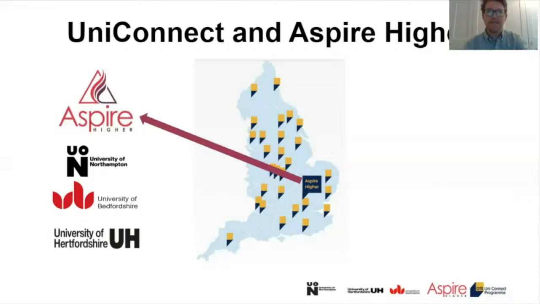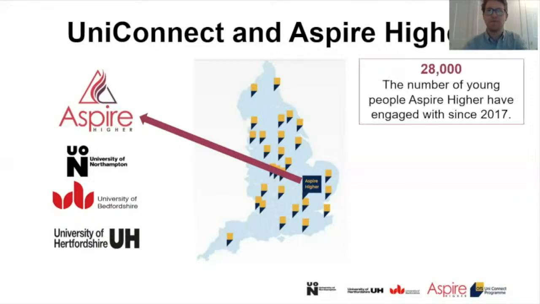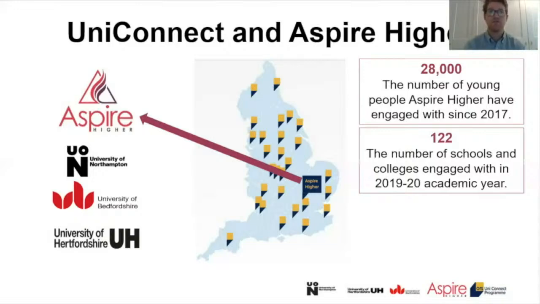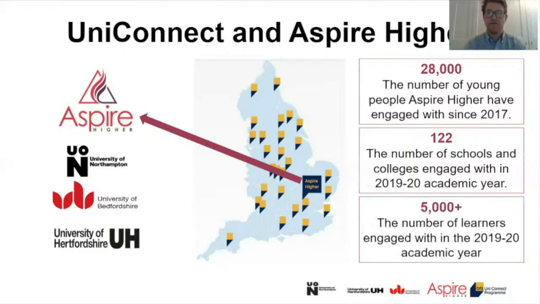Since 2017, the beginning of the project, Aspire Higher have engaged with over 28,000 young people. And last year, despite school closures due to the coronavirus pandemic, the programme still engaged with 122 schools and colleges and over 5,000 learners. Despite difficulties again this year, schools are still engaging with the programme. So we had 160 students taking part in our live Year 13 Transition to University event.